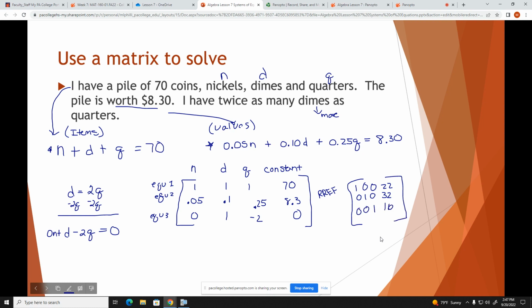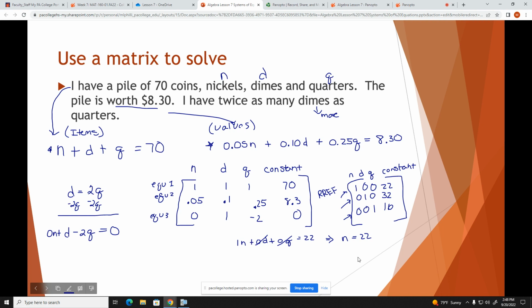Now, the key thing about the matrix is that it keeps the organization. So this is my N, my D, my Q, and my constant. And this is equation 1, equation 2, and equation 3. So if I pull that first equation back out of the answer matrix, it would have 1N plus 0D plus 0Q is equal to 22. And if I simplify that, because where the zeros are, I don't have to write these, and I don't have to write a 1, this literally is telling me that N is 22. So how many nickels do I have?